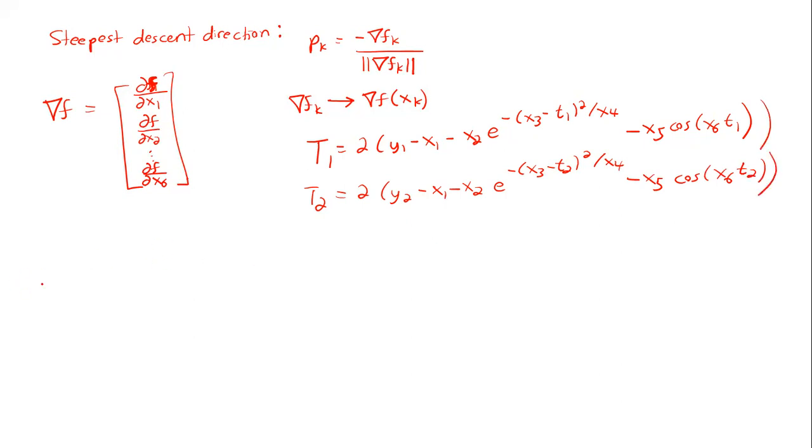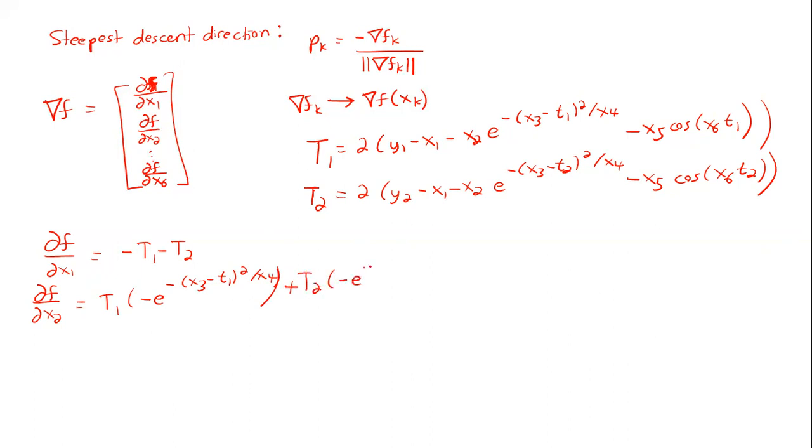And so let me then write what the different partial derivatives are. We're interested in the partial derivatives of f with respect to every one of the decision variables. For x1, it's just going to be negative T1 minus T2. For the partial derivative of f with respect to x2, it's going to be T1 times negative e to the negative x3 minus T1 squared over x4, plus T2 times negative e to the negative x3 minus T2 squared over x4.